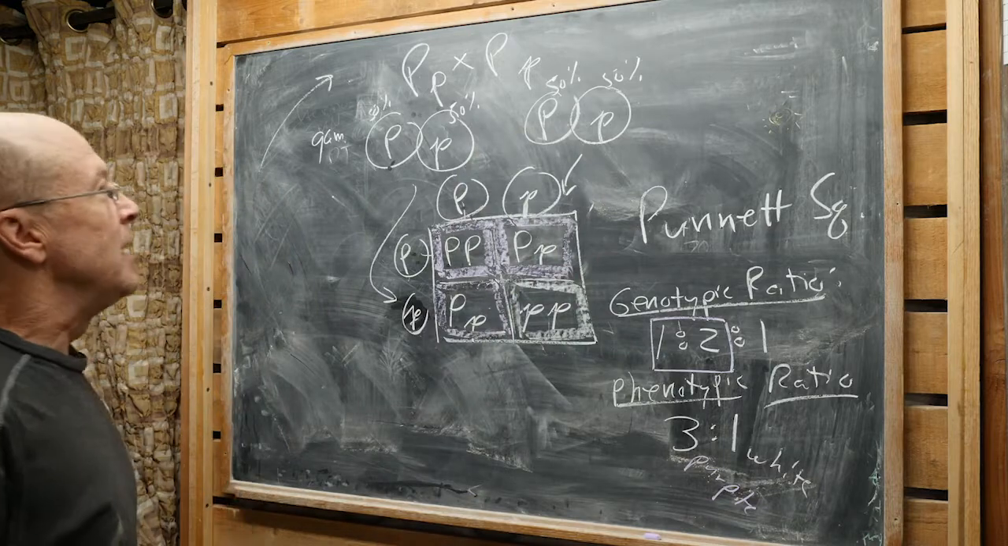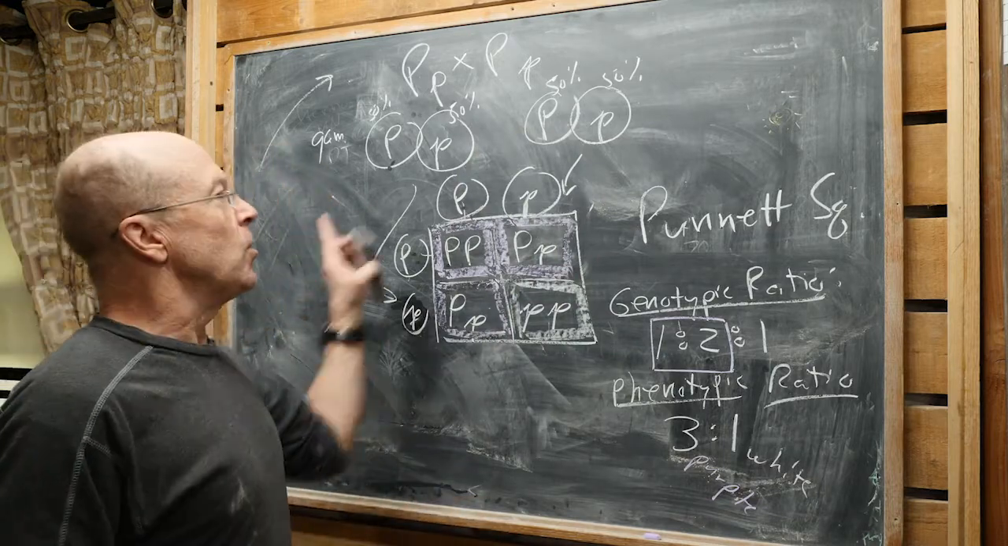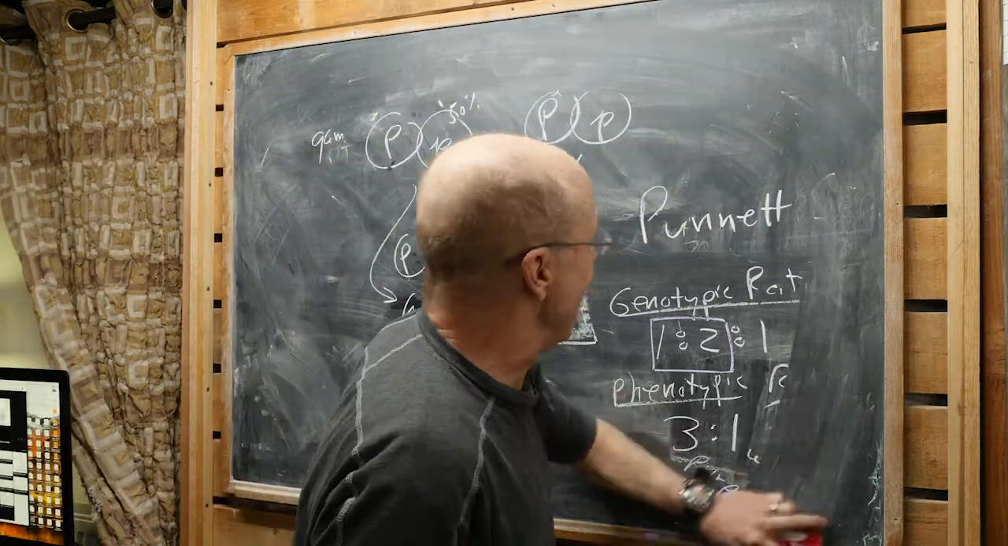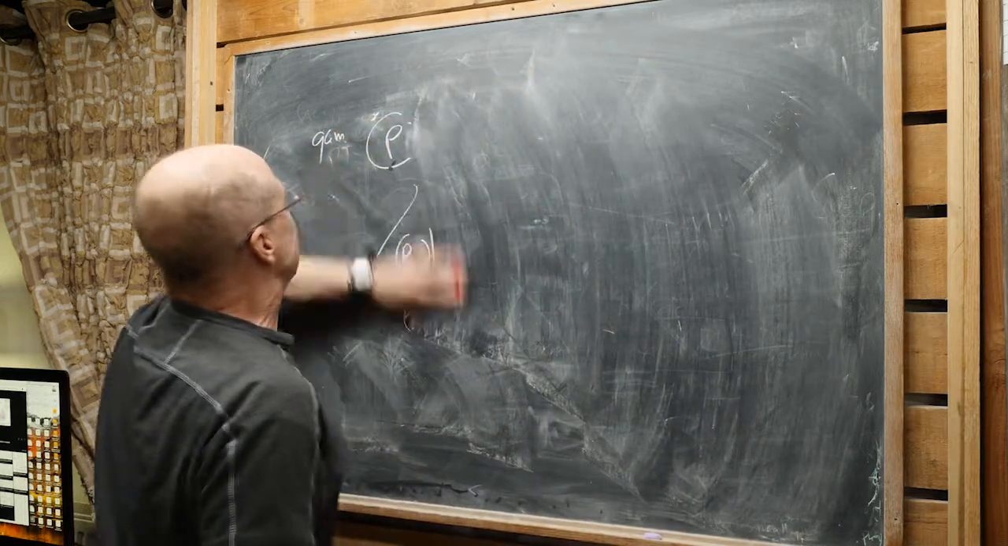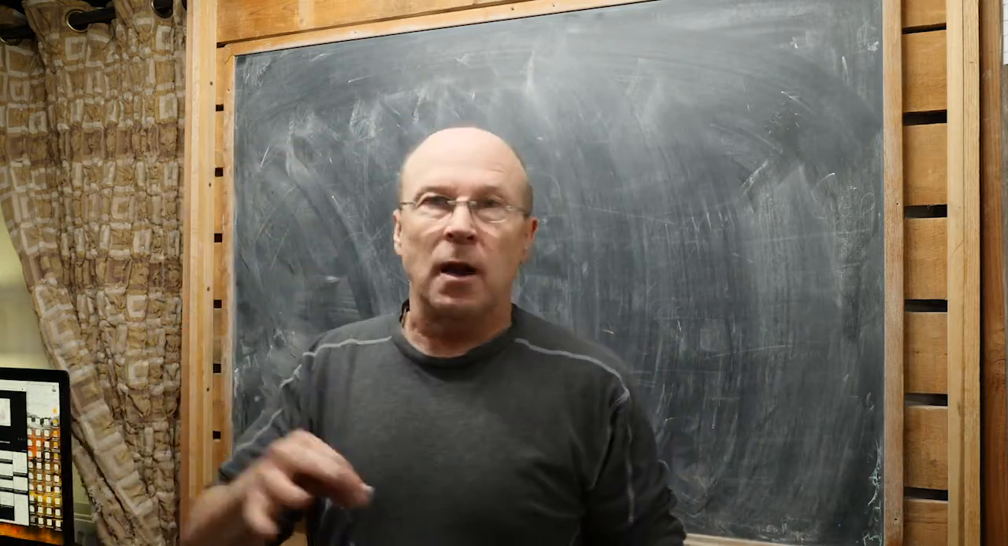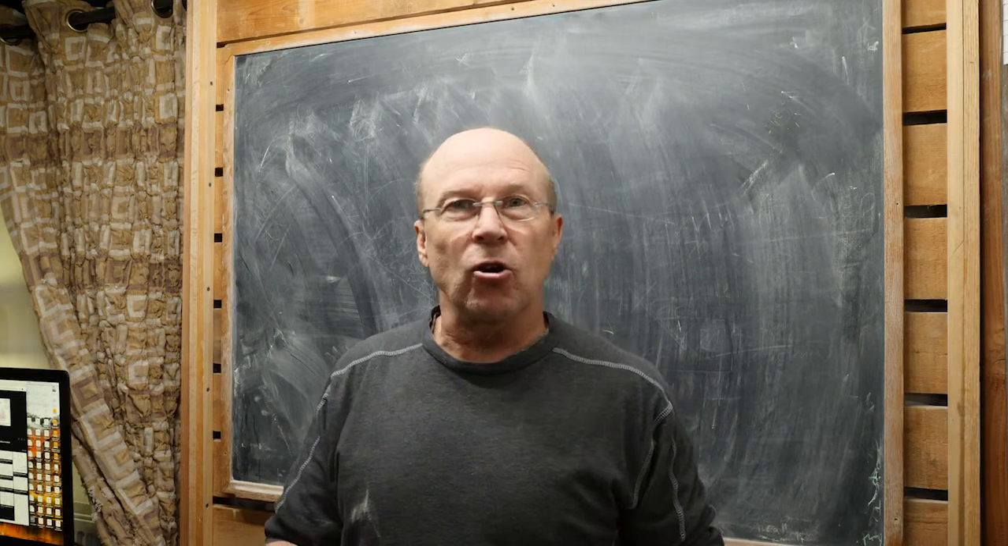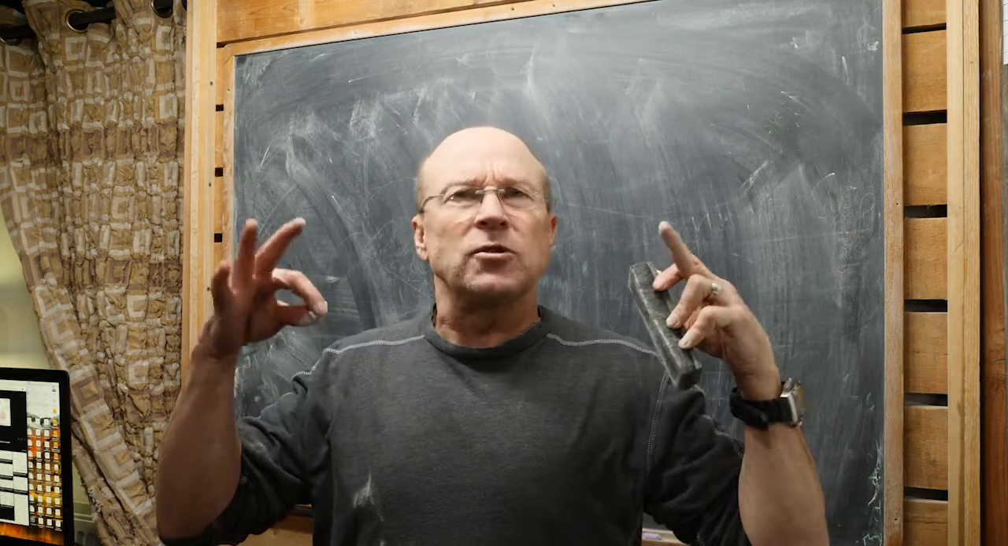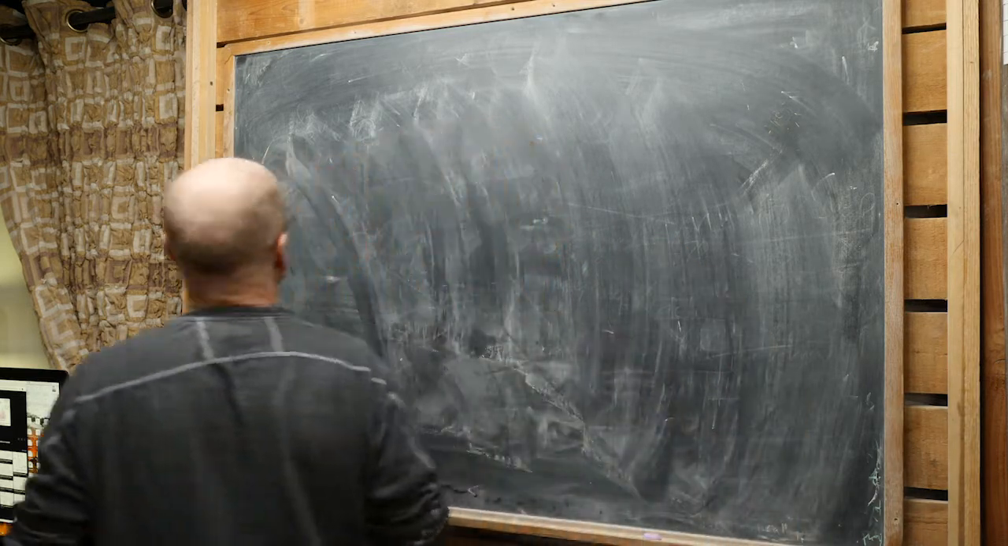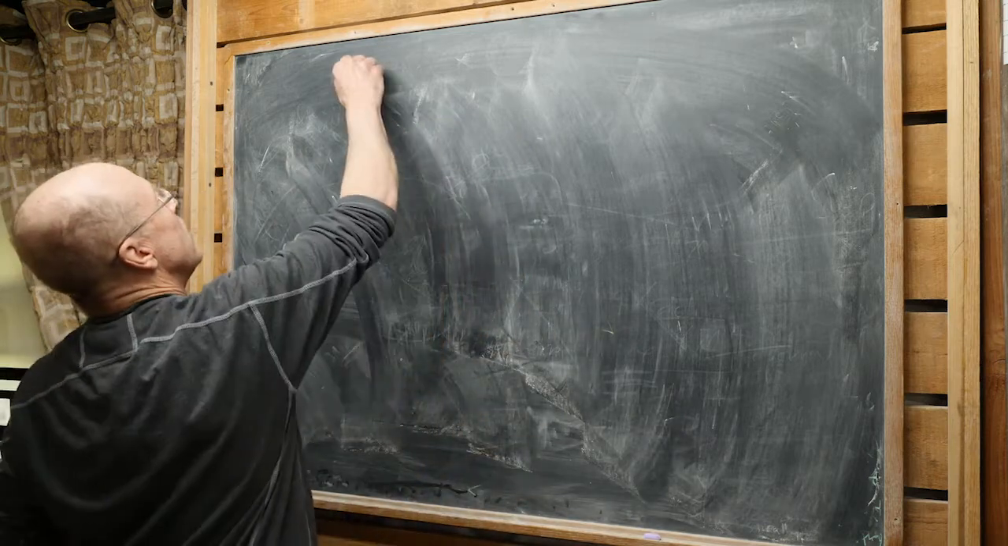So there we have it. Now we're kind of caught up. This is a summary of what we did last time. It's now time for us to dig deeper into the concept of variations that can occur when you do this, what's called monohybrid inheritance.